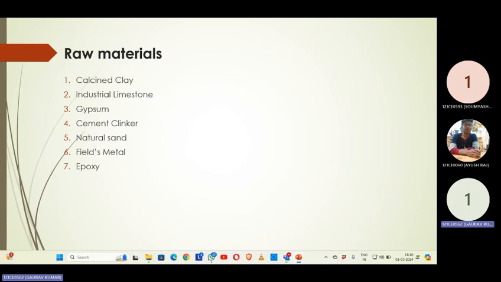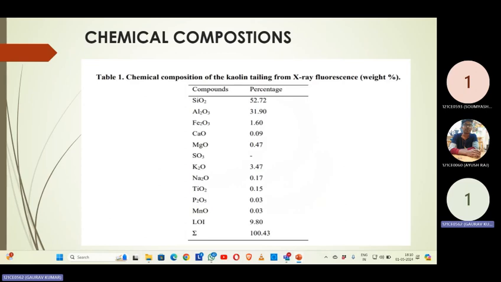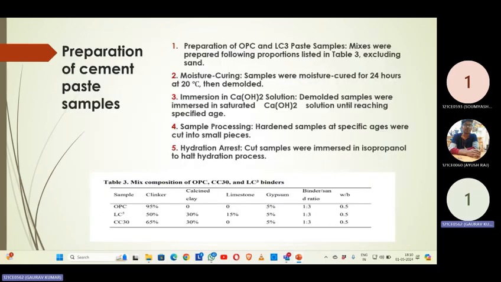Raw materials which are used: first is calcined clay, second is industrial limestone, third is gypsum, fourth is cement clinker, fifth is natural sand, and sixth is Phillips metal, and last, epoxy. Moving forward, chemical compositions of the kaolin clay from X-ray fluorescence are given in this table by percentage weight. SiO2 has the largest weight by percentage, and Al2O3 is the second largest one, and so on.